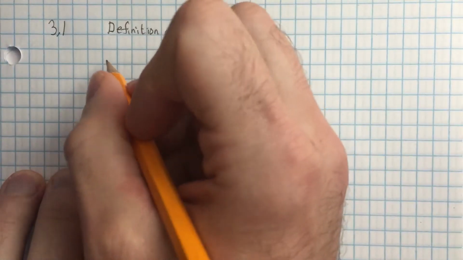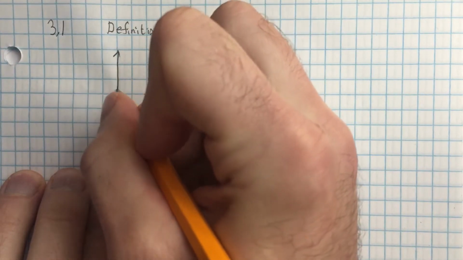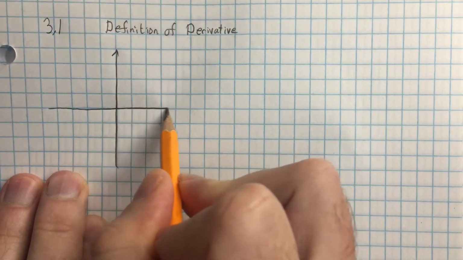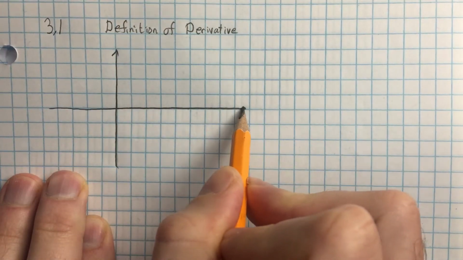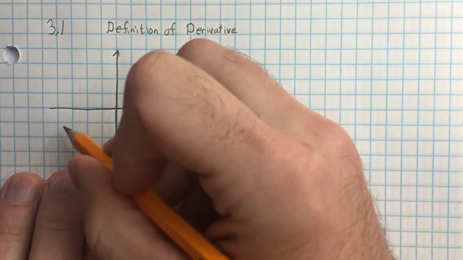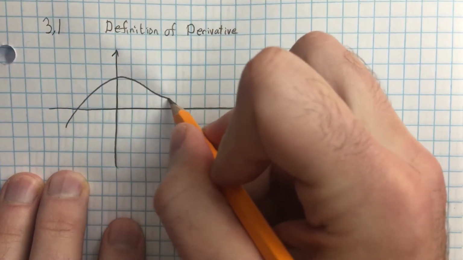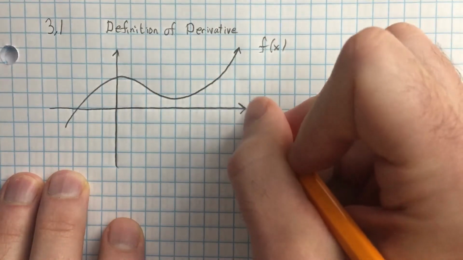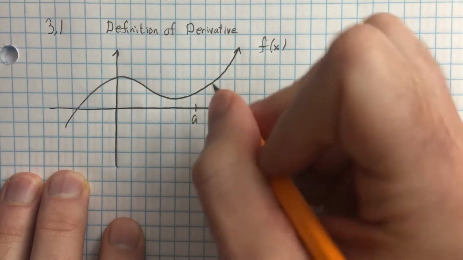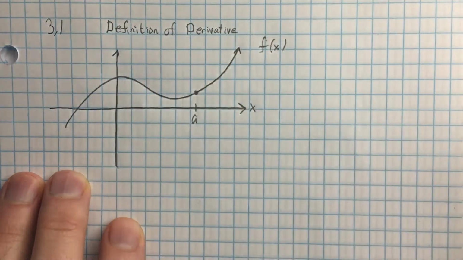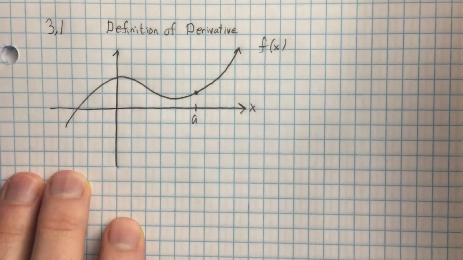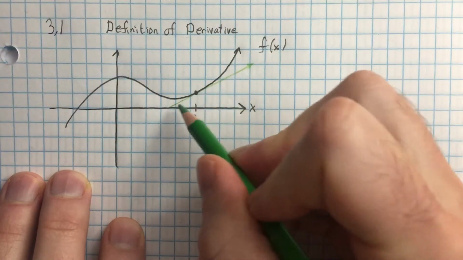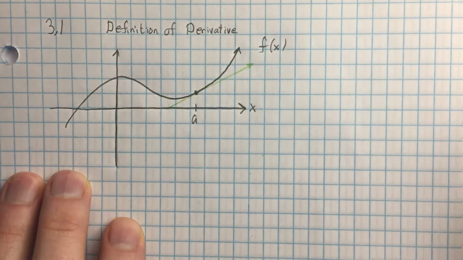Right, so derivative is nothing other than the slope of a function at a certain location. So if this is f of x, and here's location A, and we want to know the derivative, it'd be the same as the slope of the tangent line like we had before.